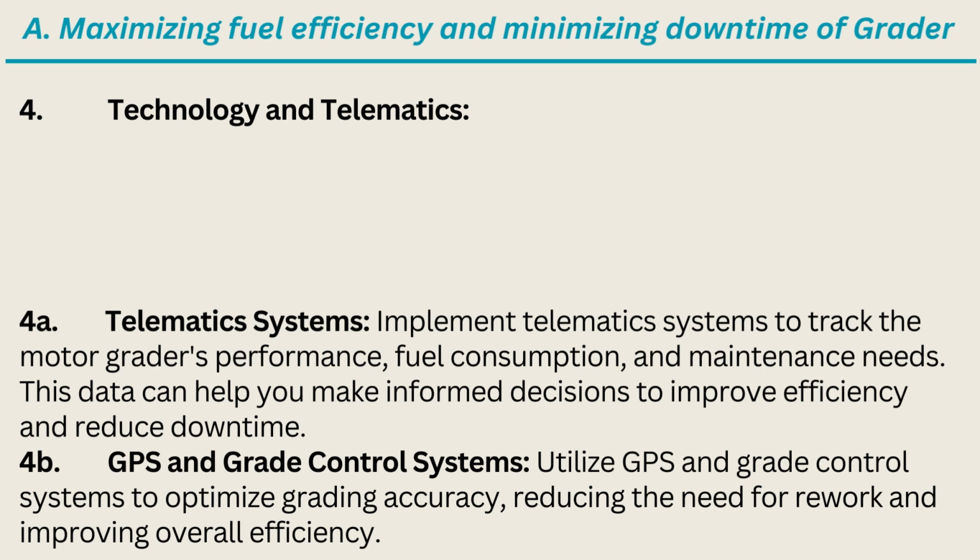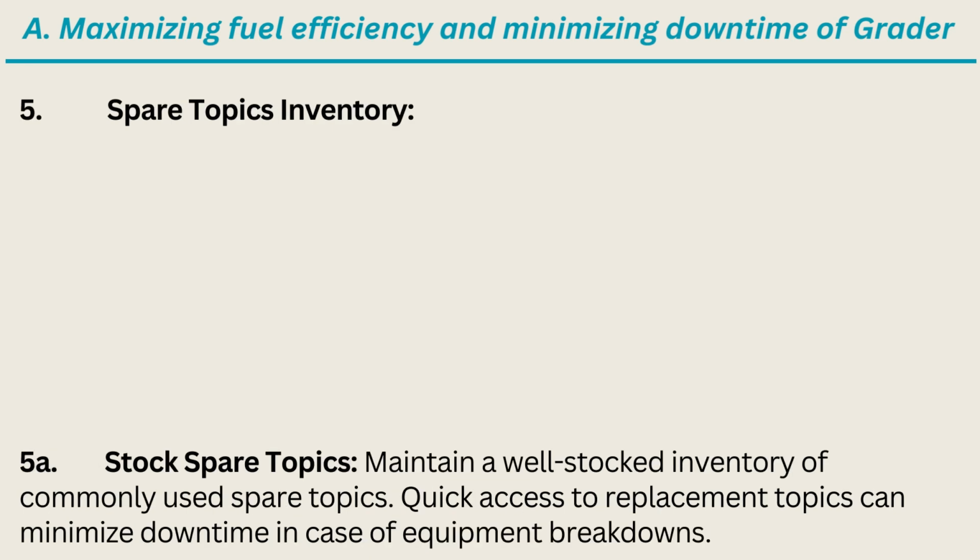4B. GPS and grade control systems. Utilize GPS and grade control systems to optimize grading accuracy, reducing the need for rework and improving overall efficiency. 5. Spare parts inventory. 5A. Stock spare parts. Maintain a well-stocked inventory of commonly used spare parts. Quick access to replacement parts can minimize downtime in case of equipment breakdowns.